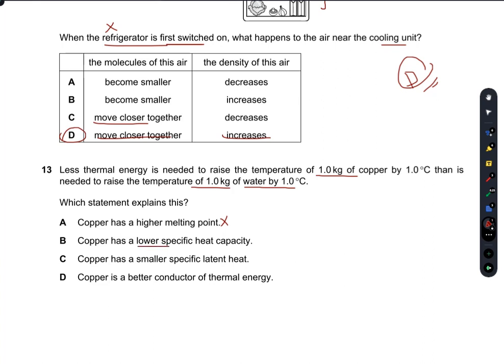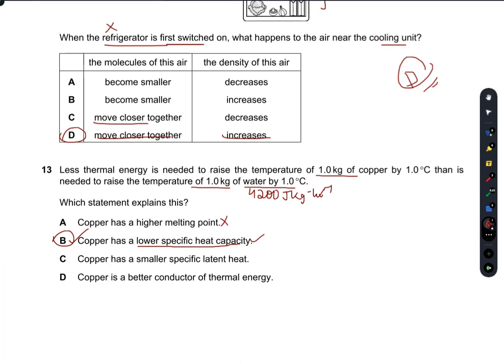So what is specific heat capacity? It is the amount of thermal energy needed to raise the temperature of 1 kg of a specific substance by 1 degree C, by 1 Kelvin. So copper has a lower specific heat capacity, whereas water has 4200 joules per kilogram Kelvin. So yes, copper has a lower specific heat capacity.